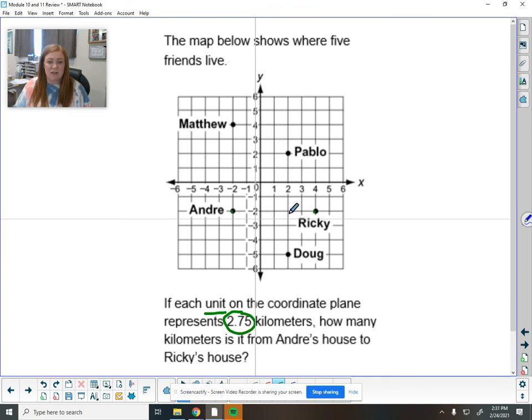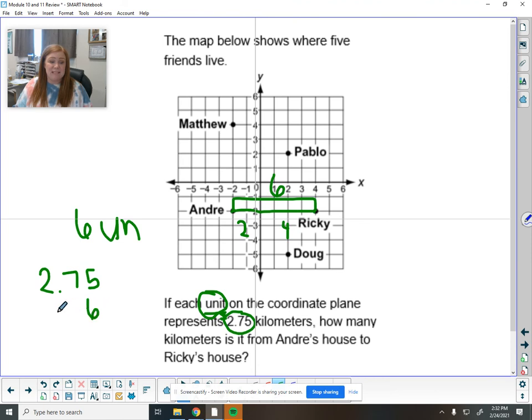So I can see Andre and Ricky are in a straight line. To get to Andre's from, we'll call this Main Street, is 2 units. To get from Ricky's house to Main Street is 4 units. So their total distance here is 6 units. But every unit is 2.75, so we need to take 2.75, that's 1 unit, and we want 6 of those.